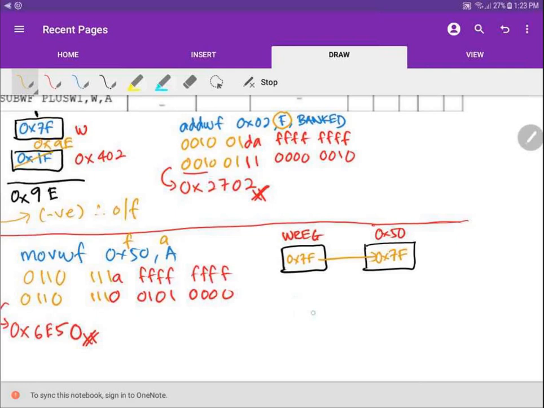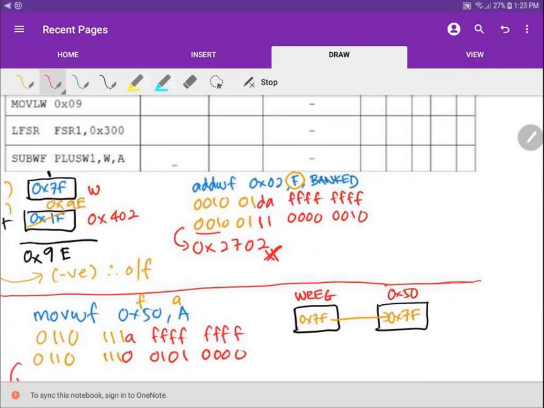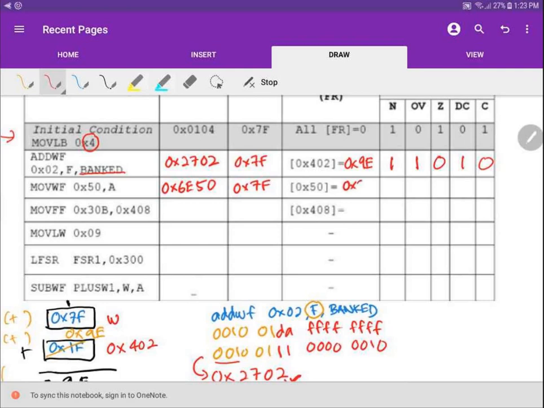So do you see how I am doing this? I'm writing what is the content, then I'm moving to another thing. So when you do this kind of thing, it's very easy for you to answer. So what is the content of working register after you execute MOVWF? Still 7F, even though you move it, it's copy and paste, right? So it's still 7F. What is the content of hex 50? 7F is what we did just now, right? So hex 7F. See, so fast you did so many things already.